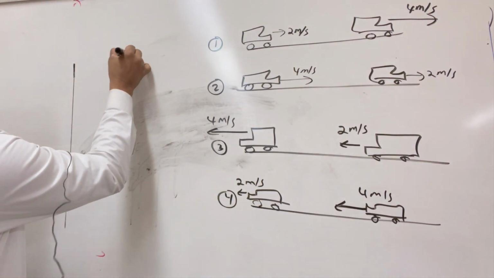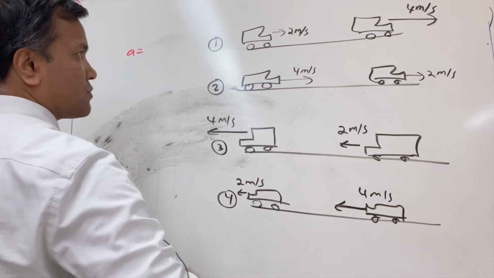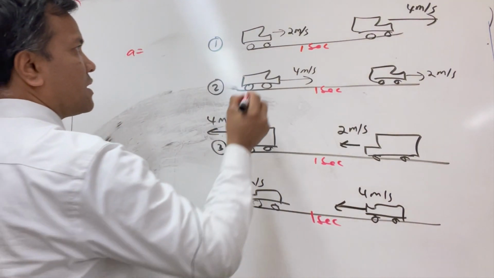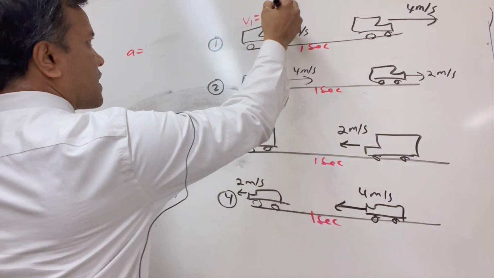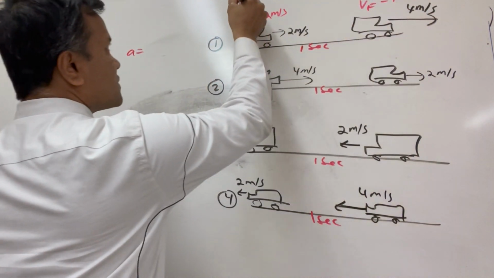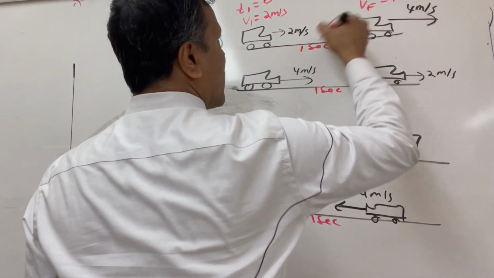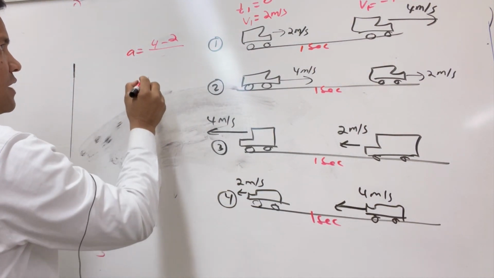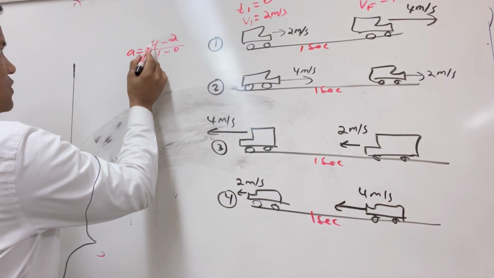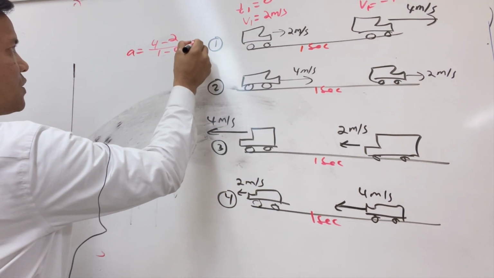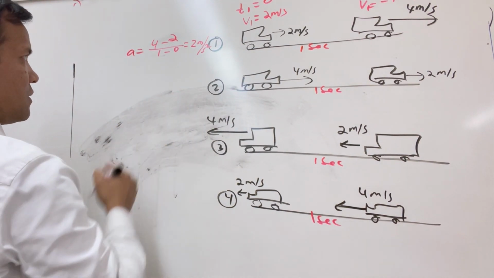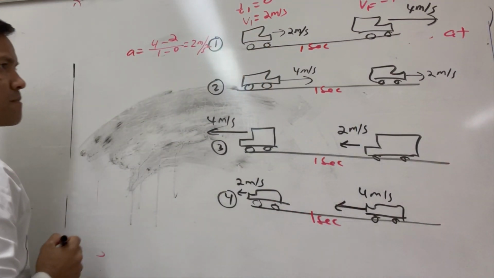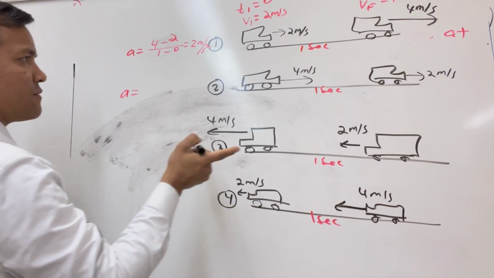Acceleration for this one would be, let's say the whole trip is 1 second. So your V initial is 2 meters per second, your V final is 4 meters per second, your T initial is 0, your T final is 1 second. So V final 4 minus V initial 2, over T final 1 minus T initial 0. So 2 divided by 1, so it's 2. So acceleration is 2 meter per second squared. This is positive acceleration. Now acceleration is velocity final. Velocity final is 2.